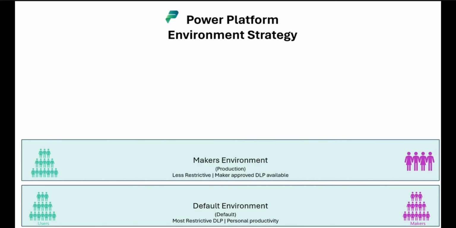Now, as we build this out, we may create a separate environment that is of a type production that we call our maker environment, or maybe it's our power user environment. This environment might be a little bit less restrictive with DLP policies. Likely in this environment, again, everyone would be a user. We can see on the left-hand side, everyone's still a user in this environment, but we really limit who can make stuff in this environment.